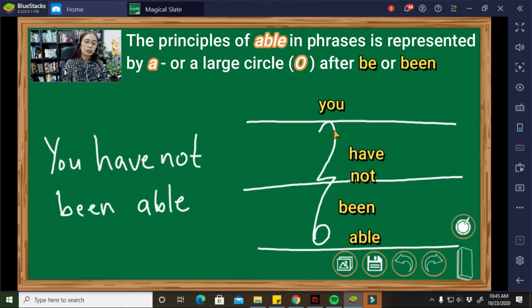This is your you, which is your brief form. Have is a brief form. Not is another brief form. And be is represented. This is your been. And there is your able. You have not been able. Okay.